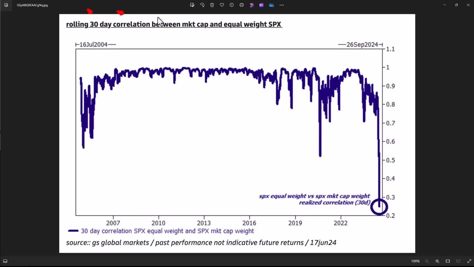Rolling 30-day correlation between the market cap and the equal weight S&P. Where do you see this? To me, it's staggering. Absolutely glaring, as someone likes to say. And you can see that for years. They go out a decade. Actually, they go out two decades. Wow, I'm getting old. And then you can see here, and look at where you're at. Okay, does that look sustainable? No. And herein becomes the problem.